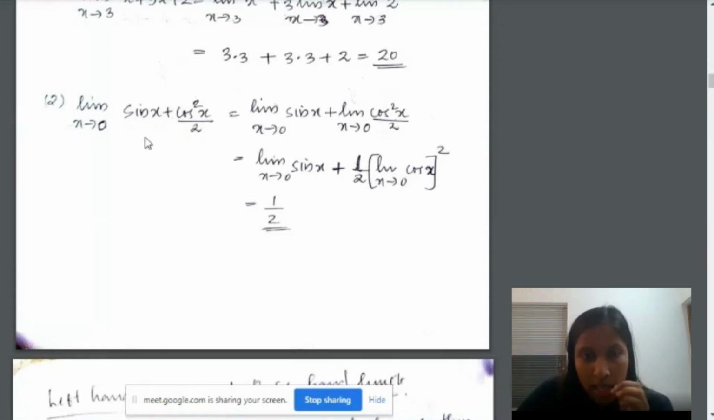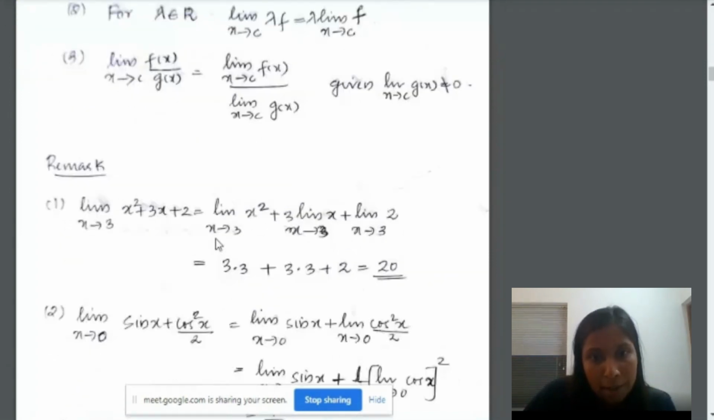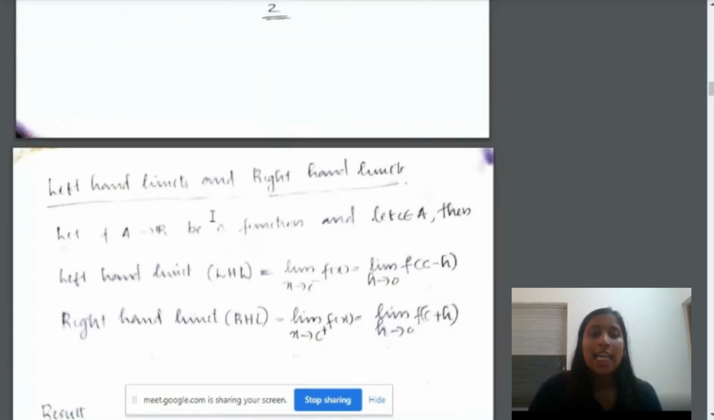Okay, so here, I know that you all know how to find the limit of these functions, but what theory is behind that splitting, or the result that we used there, is this algebra of limits. Next is left hand limit and right hand limit.